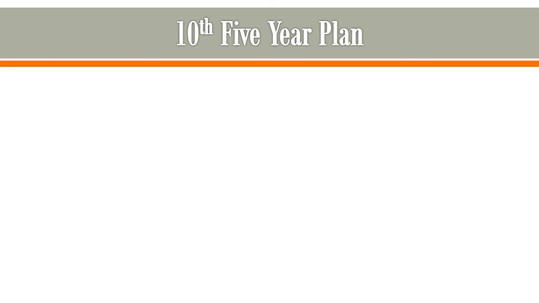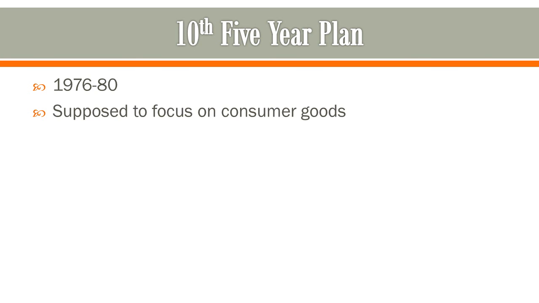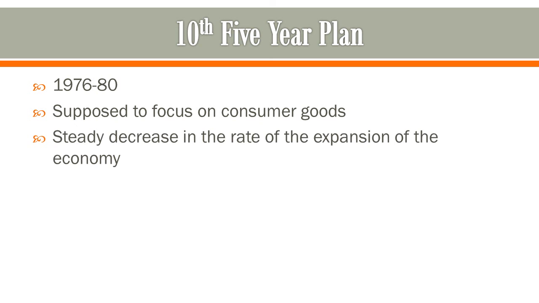Brezhnev saw three five-year plans. So the 8th, the 9th, and the 10th. The bestest of the bestest. Not really. So this one was from 1976 to 1980. And it was supposed to increase consumer goods. However, that didn't really happen. And so what you have, even though the government was reporting otherwise, is a steady decrease in the rate of the expansion of the economy.